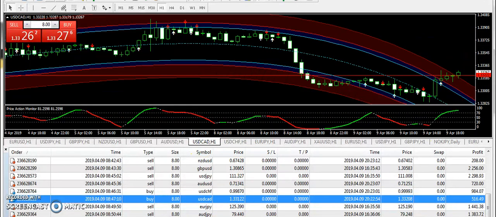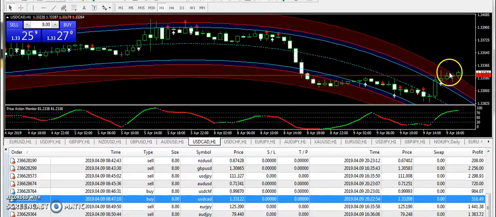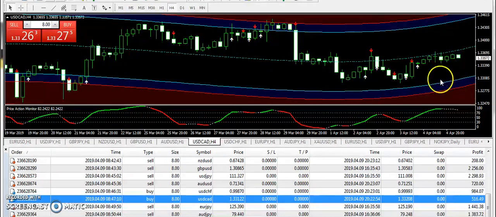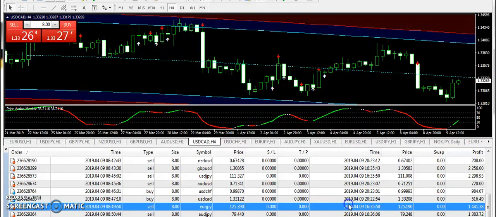Okay, now let's talk about the USD Canadian dollar. I'm bullish on this pair from 1.33143, and 1.33495 is the target price, and guys, it's just making the bullish pattern. If we go to the higher time frames, then you can see it is making the bullish pattern, and hopefully I am expecting further upward momentum on USD Canadian dollar.